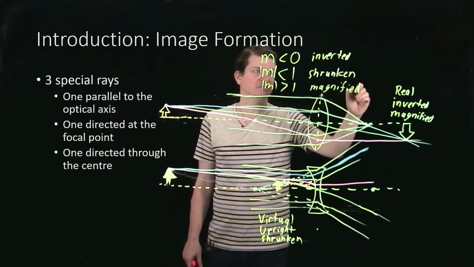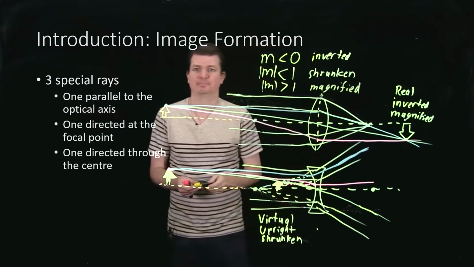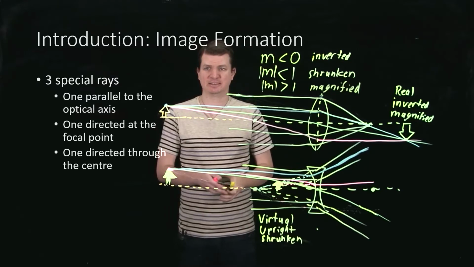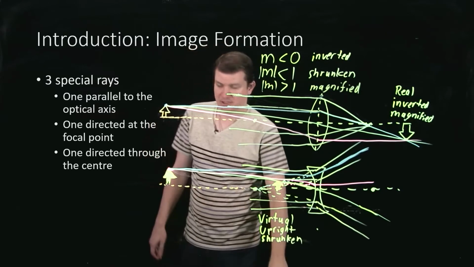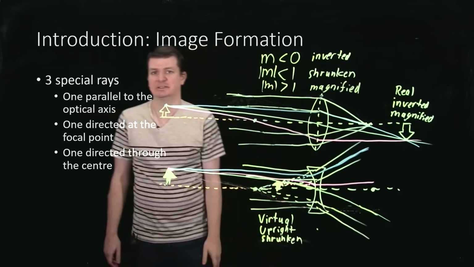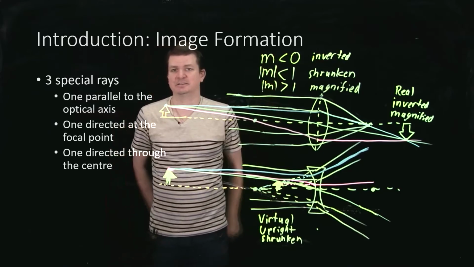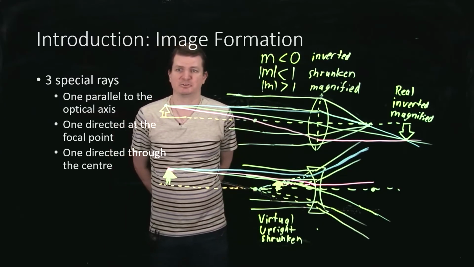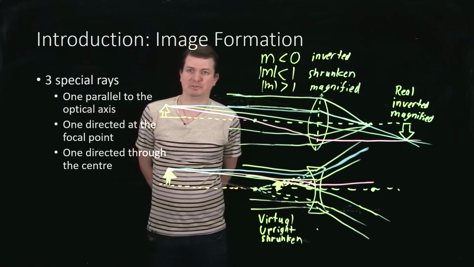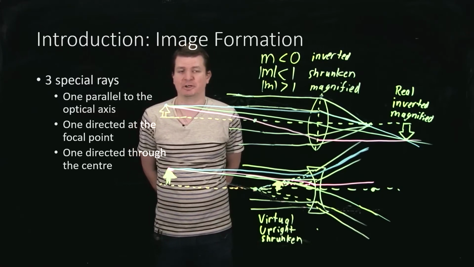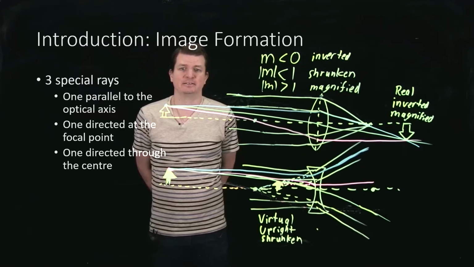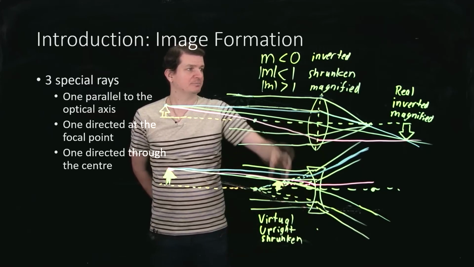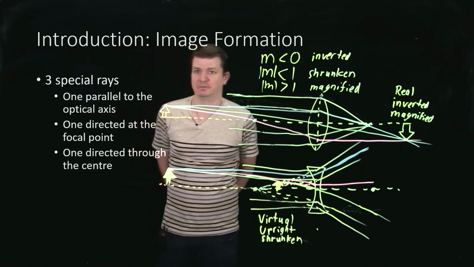or enlarged, etc. So that summarizes how to use these 3 special rays to find out where the image is, how to assess what the magnification has been, at least loosely, in terms of whether you've got an upright or inverted image and a larger or a smaller one. And lastly, it addresses what's going on with real or virtual images.